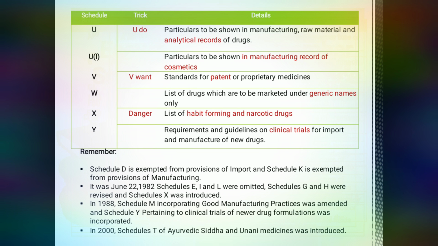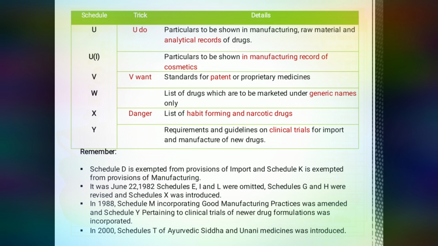Then comes schedule X. X indicates danger, right? So wherever there is danger, the sign X is mentioned. So it is list of habit forming and narcotic drugs. Schedule Y. So why clinical trials? So schedule Y is about requirement and guidelines on clinical trials for import and manufacture of new drug. So this is how you can remember all the schedules.